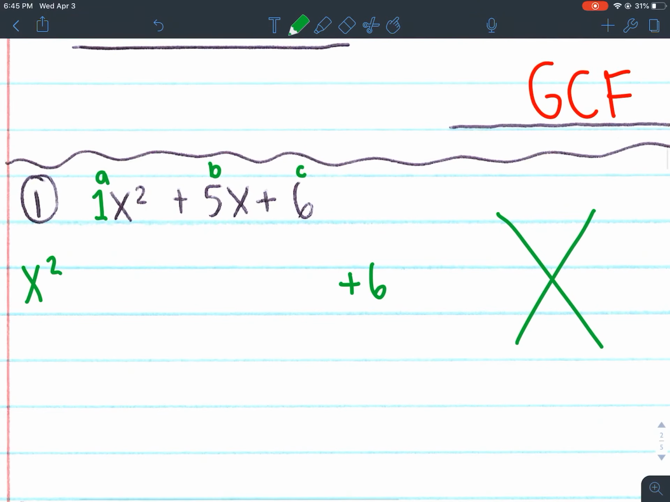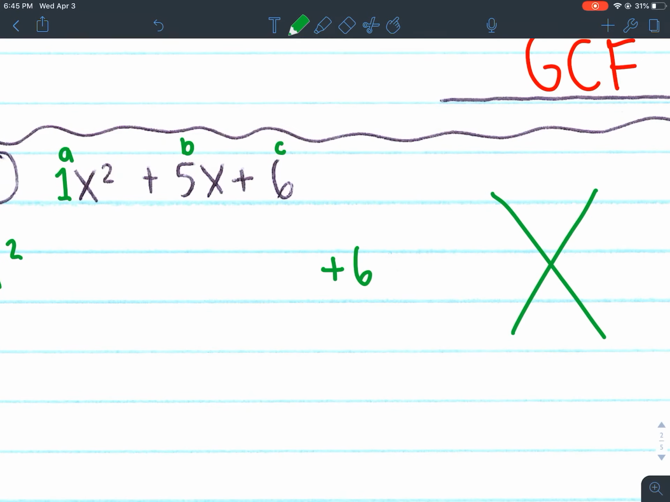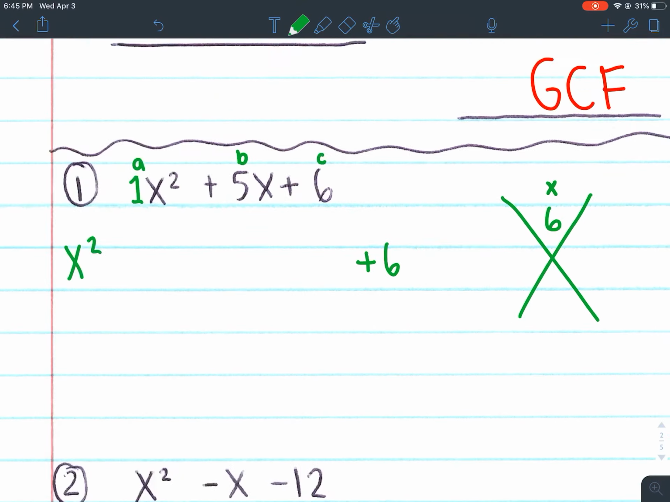It's called the AC method because you're going to multiply your A and your C together. So what's 1 times 6? 6. That number, whatever that product is, is going to go in this top one. You're going to take A times C. And then go ahead and draw a multiplication sign on top of that.